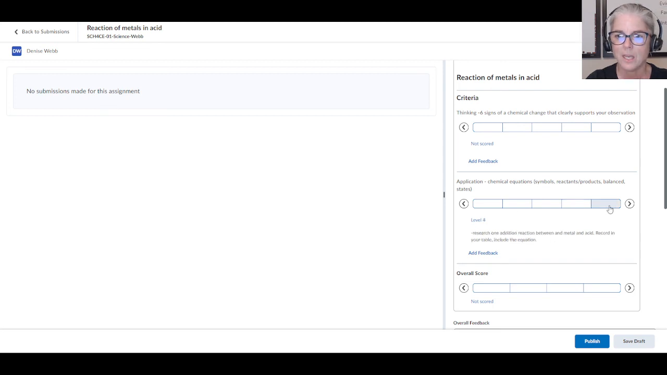Okay. And then the application in the fourth criteria, level 4, was where you added another metal that you would research. Okay. So I hope that helps you out.